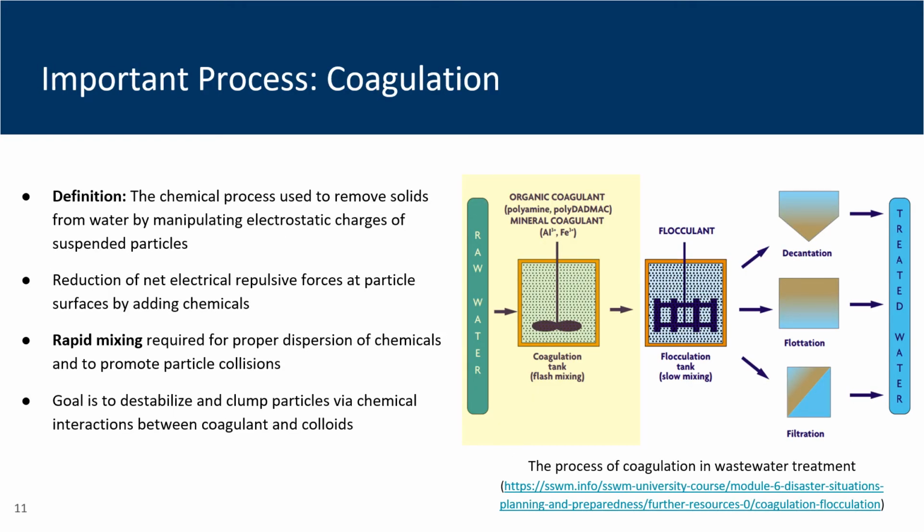The first of the 3 important water treatment processes we will be giving an emphasis on is coagulation. By definition, coagulation is the chemical process used to remove solids from water by manipulating electrostatic charges of suspended particles.